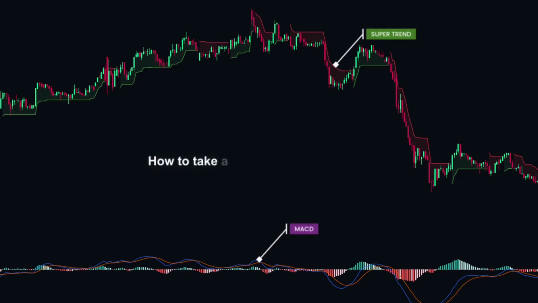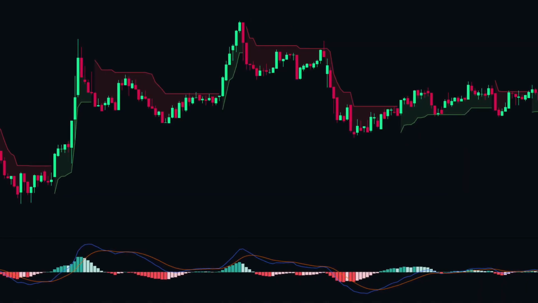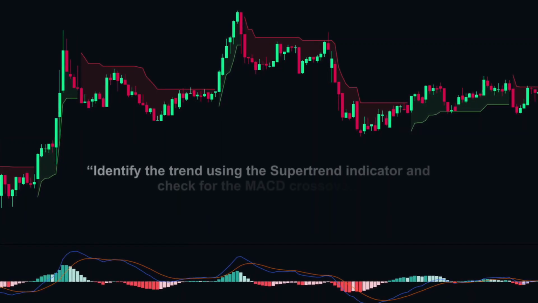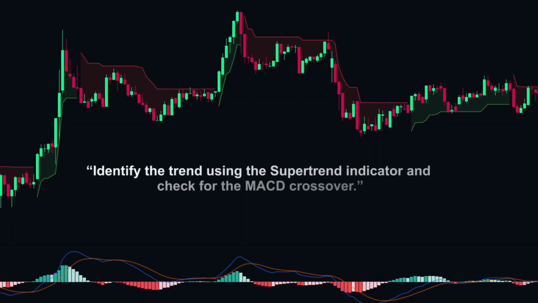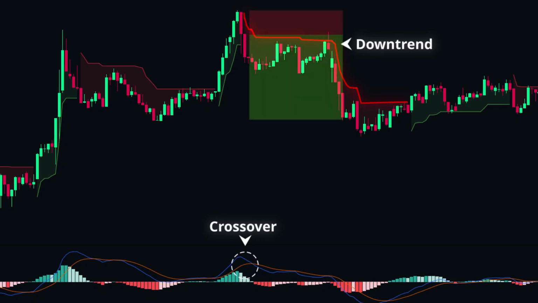Let's see how to take a trade with this. I have placed both indicators on the chart here. Now, you should take a trade only when the Supertrend identifies a trend and the MACD shows a crossover here. For example, look at this example. Supertrend indicated a downtrend, and the MACD also showed a crossover. So, you can make a sell entry here, with a 1 to 3 target. Can you see this? A profit was made here as well.